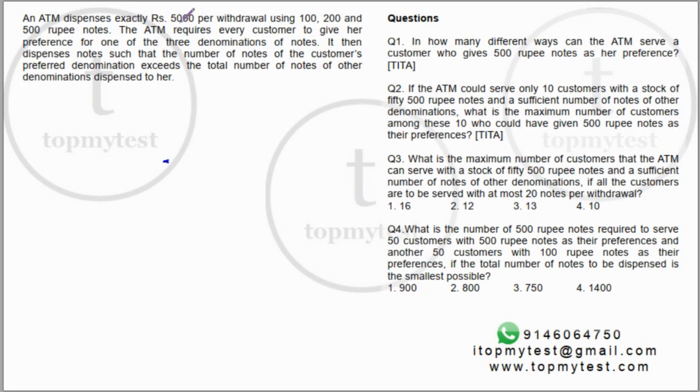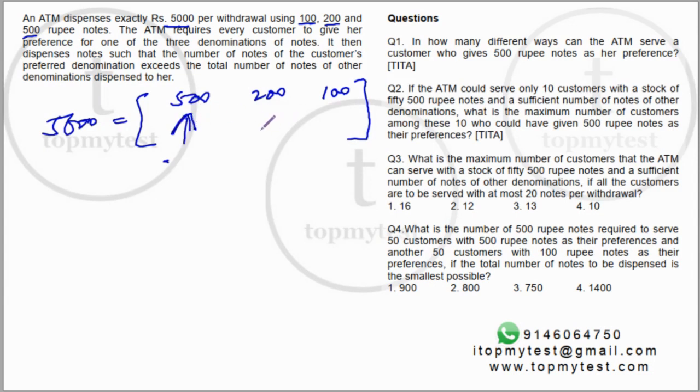An ATM dispenses exactly 5,000 per withdrawal using 100, 200 and 500 rupee notes. So the total amount is 5,000. You'll have some 500 rupee notes, some 200 rupee notes, some 100 rupee notes. Now, if you are clear with optimization, as I increase the number of 500 rupee notes, the number of 200 and 100 rupee notes will decrease. And overall, the number of notes will also decrease because 500 is a very high denomination.